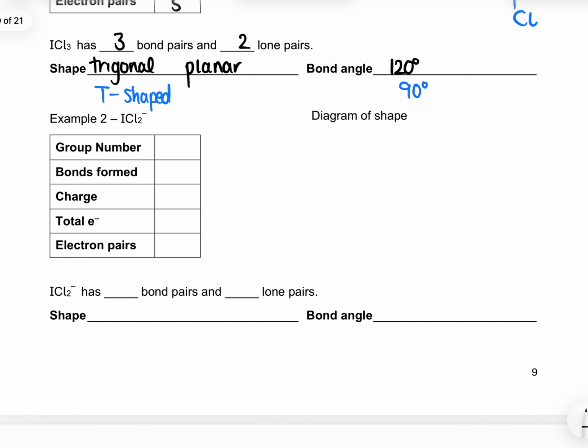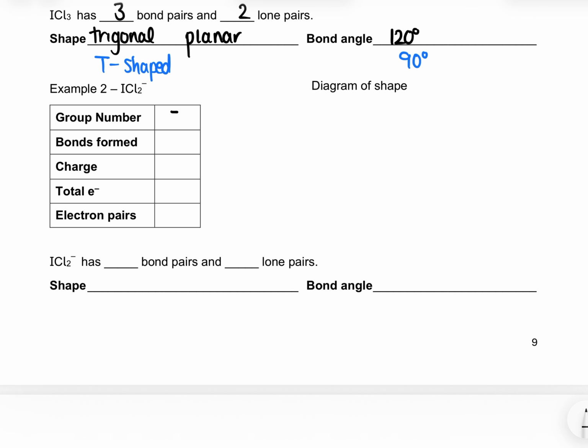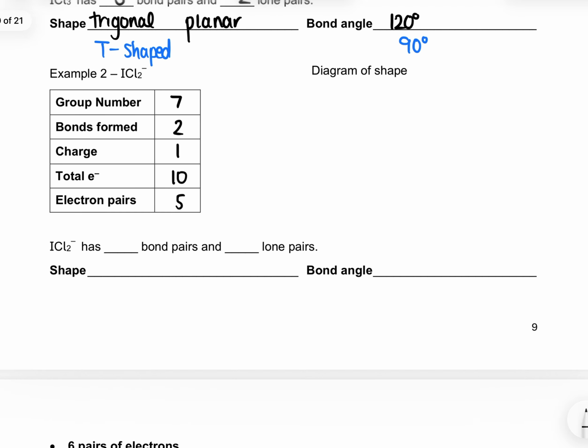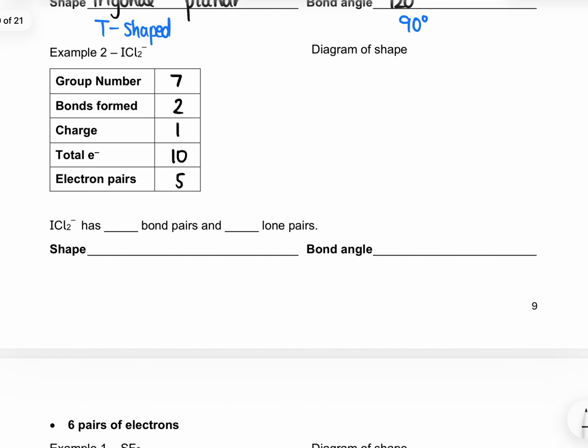Let's have a go at this last one of the 5 pair shapes. We've got I in the middle at 7. We've got 2 Cls and a -1 charge, so we add 1 on because a -1 means 1 extra electron. 7, 8, 9, 10 total electrons, or 5 pairs. We are on this 5 pairs section. So we've got 2 bond pairs and 3 lone pairs this time because we've only got 2 bonds formed.